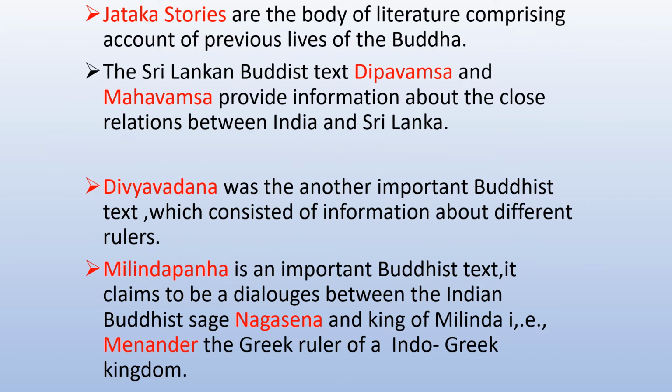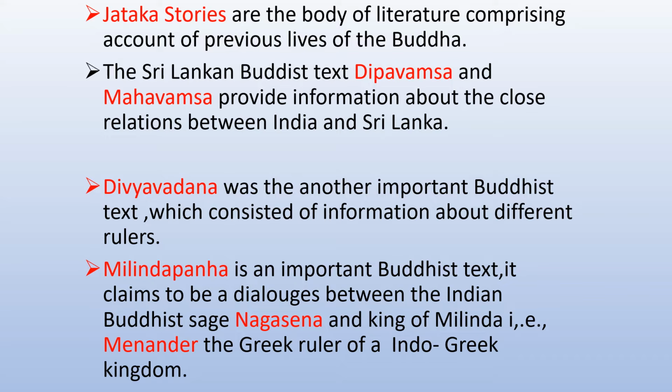Next one is Jataka stories. Jataka stories are a body of literature comprising accounts of previous lives of the Buddha. The Sri Lankan Buddhist texts Deepavamsa and Mahavamsa provide information about the close relations between India and Sri Lanka. Divyavadana was another important Buddhist text, which consisted of information about different rulers.